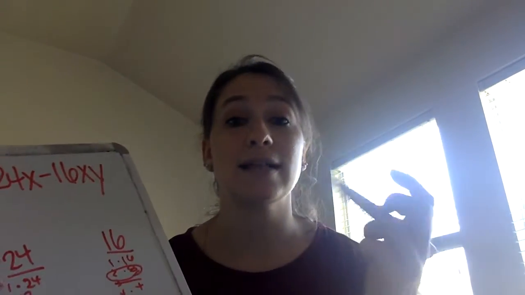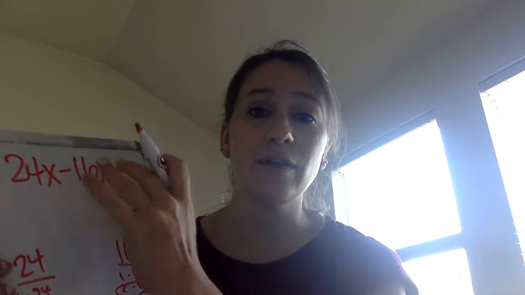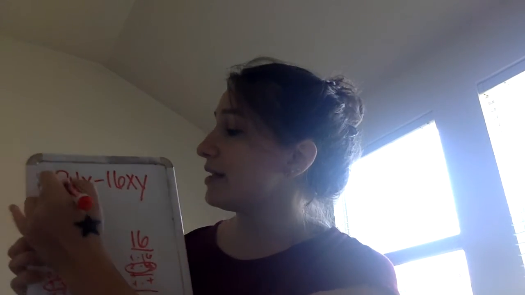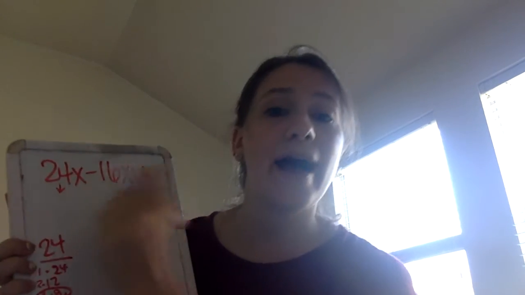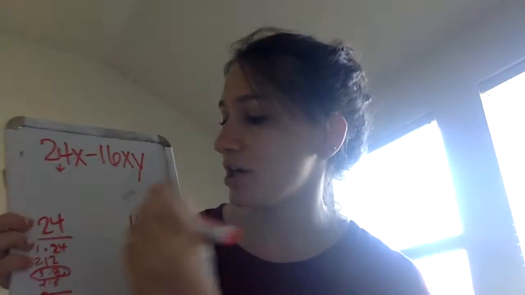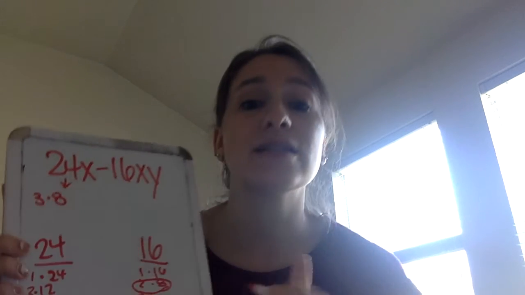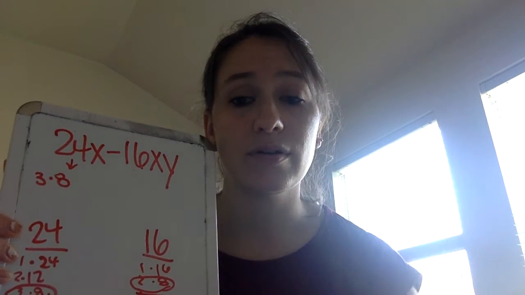But this is where some of us got stuck. Now, what those factors tell me is how I can break down that coefficient. So now, instead of 24, I can write it with the greatest common factor. I can write 3 times 8. This is a very important step.